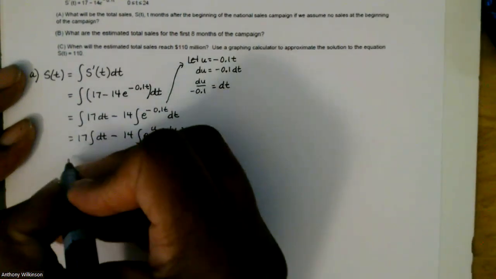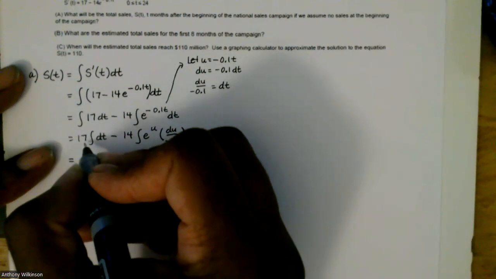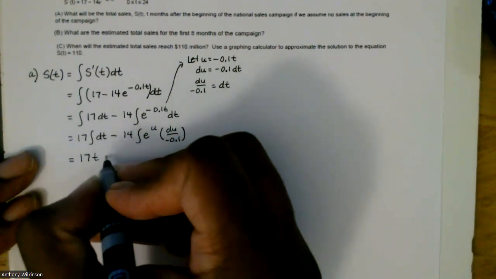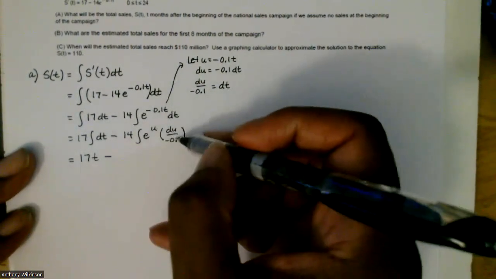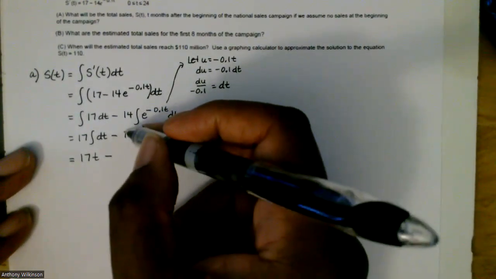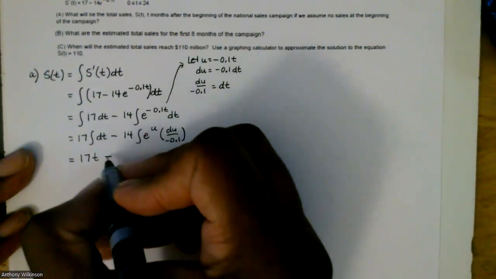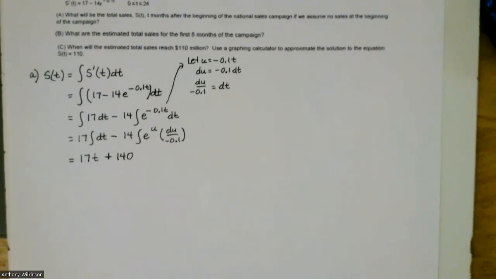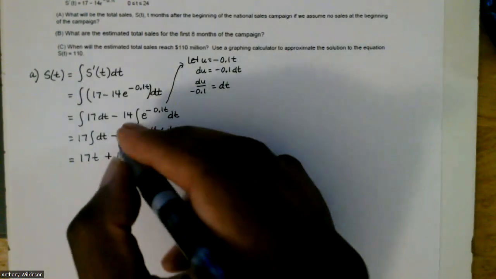Now, I'll go ahead and do the integral of dt. Bring down the 17, the integral of dt would just be t minus, now for this part right here, if I do minus 14 divided by negative 0.1, it will be a plus 140. You can do that on the calculator yourself: 14 divided by 0.1, and negative divided by negative will be plus.